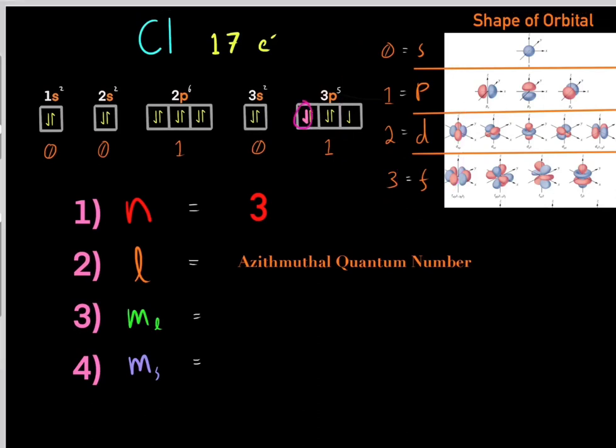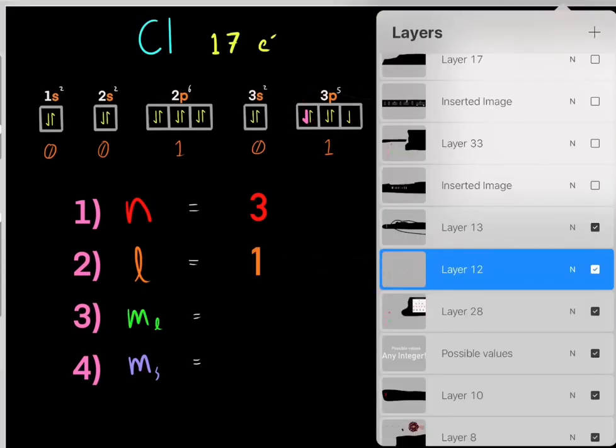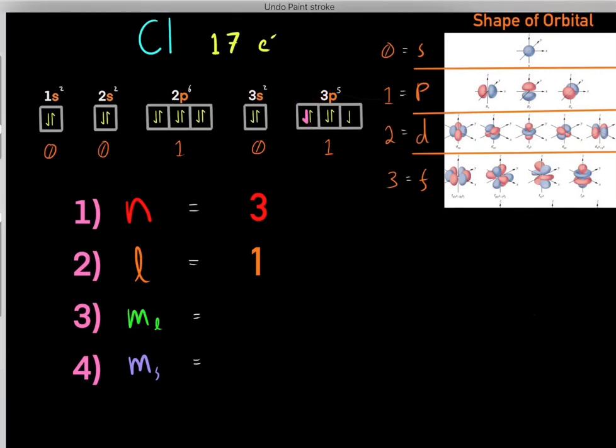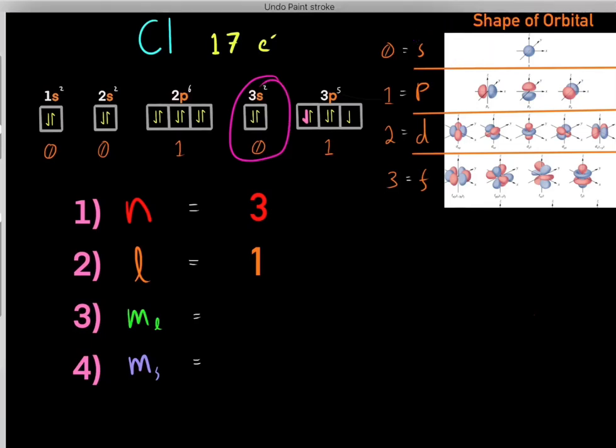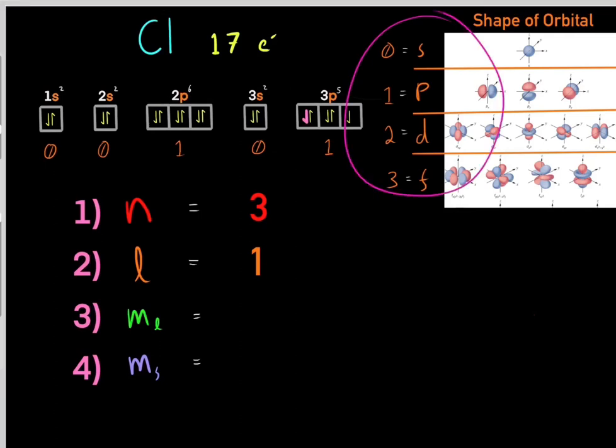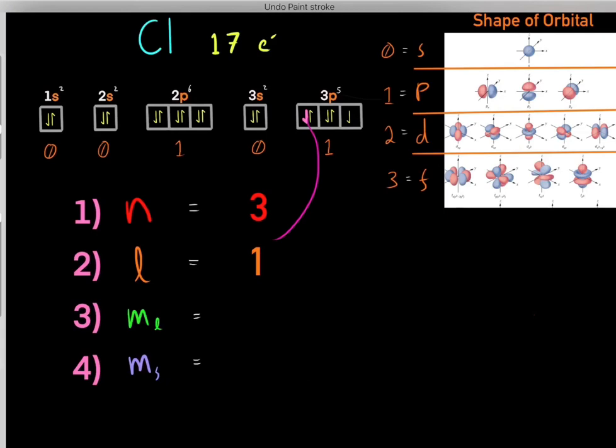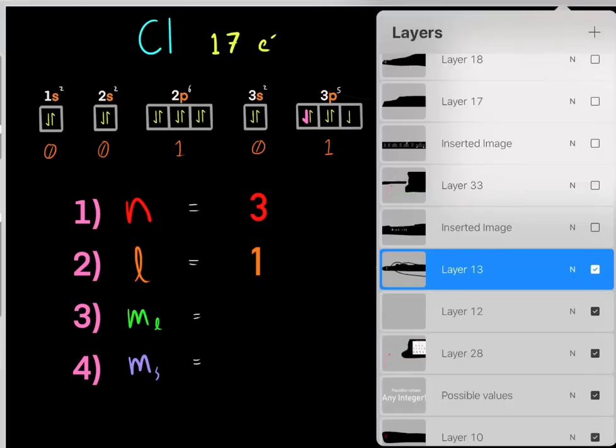But we see this particular electron is in a p orbital. So we know whenever we have a p orbital, the azimuthal quantum number is 1. So because this electron is in a p orbital, we know this electron has an azimuthal quantum number of 1. And we can see this particular electron is in an s orbital, so it would have an azimuthal quantum number of 0, because we know whenever we have an s orbital, the azimuthal quantum number is 0. So this is simply something you just have to memorize. But now we can see why this electron has an azimuthal quantum number of 1.